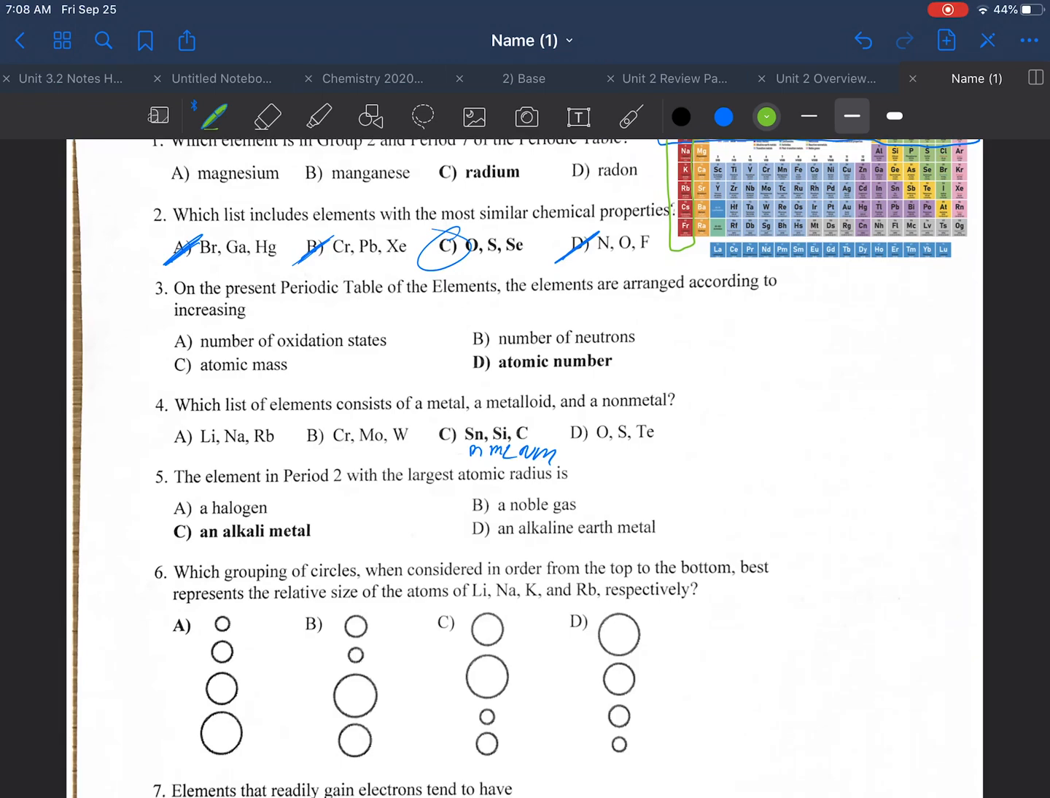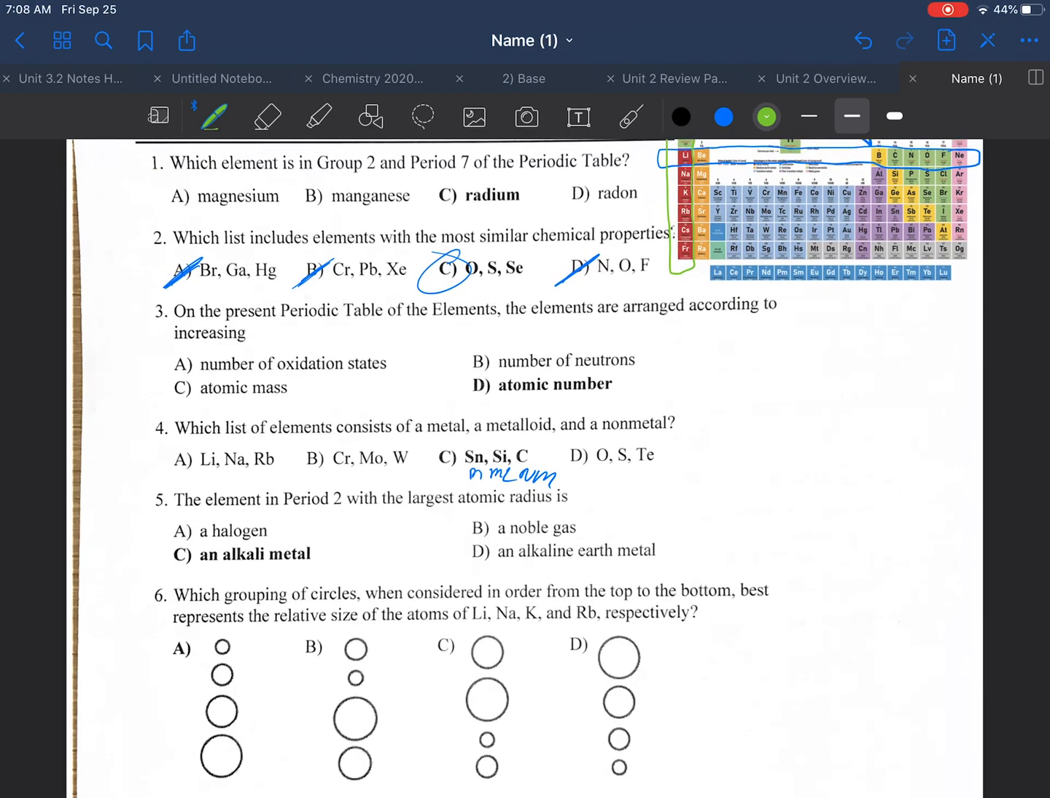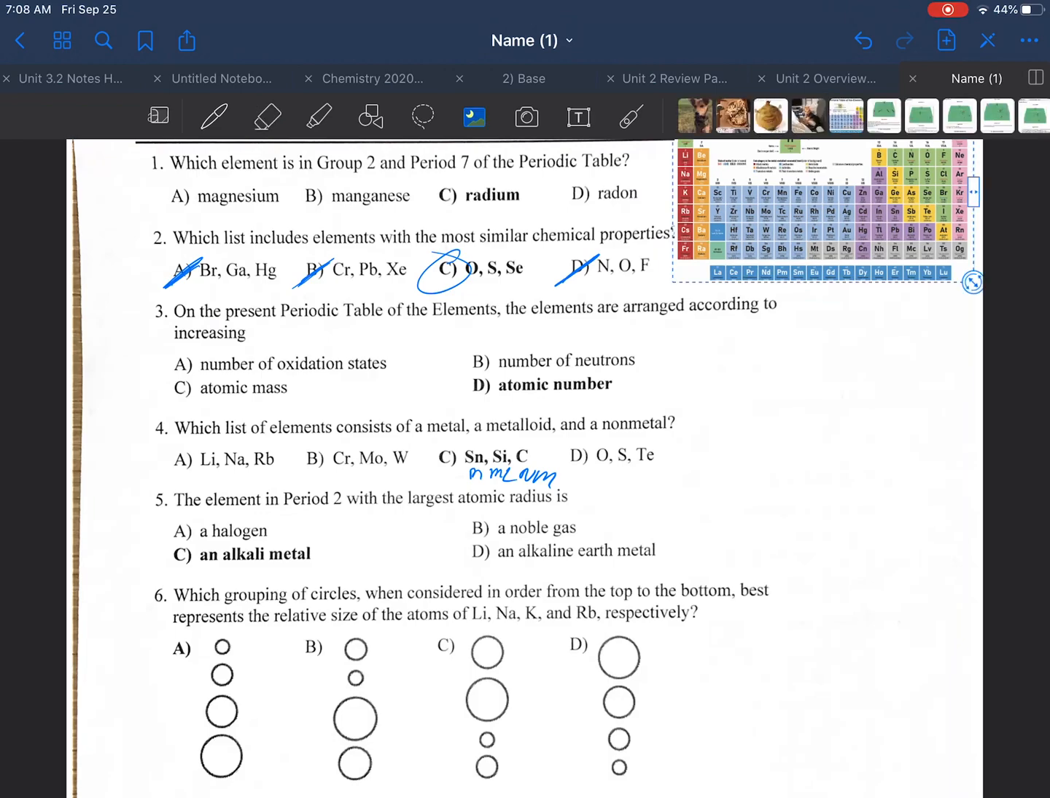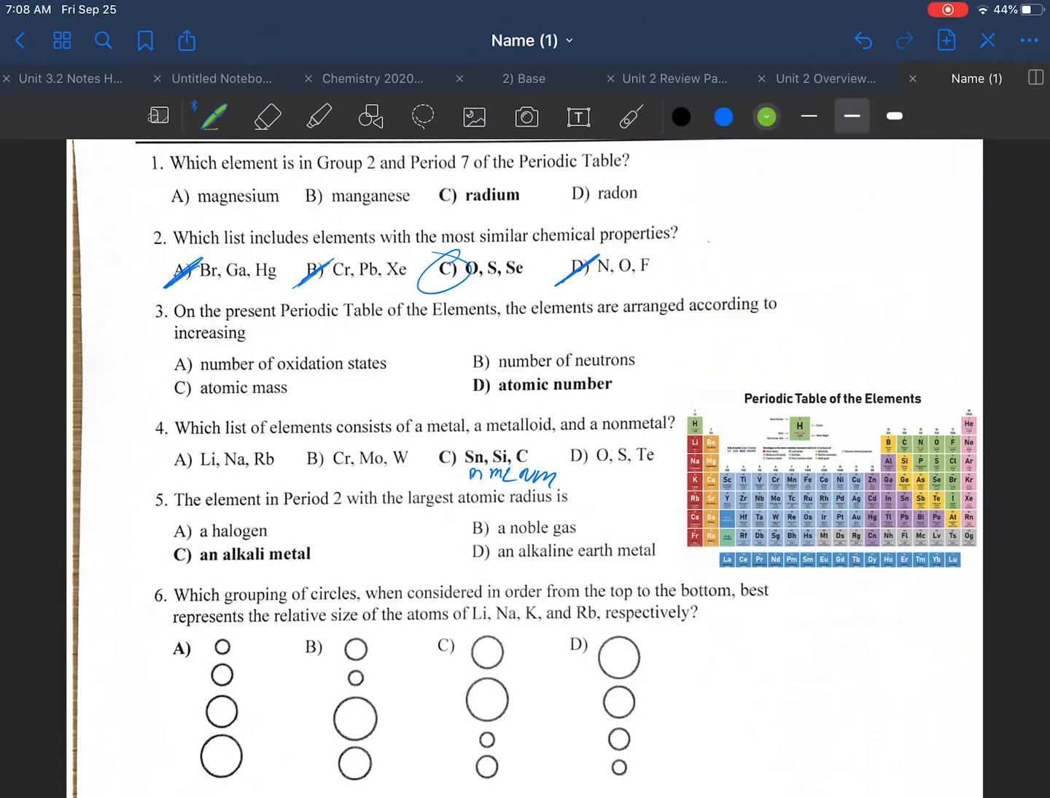Number 6. Which grouping of circles, when considered in order from top to bottom, represents lithium, sodium, potassium, rubidium? I'm going to drag this table down here with me. If we are looking at these guys here in group 1, we have to remember that when you're going down a group, we're considering the number of principal energy levels. Each element as you go down gains a principal energy level, therefore gains a layer. And every time you add a layer, it gets bigger. So that's how we get A.